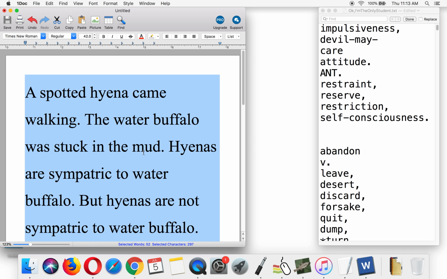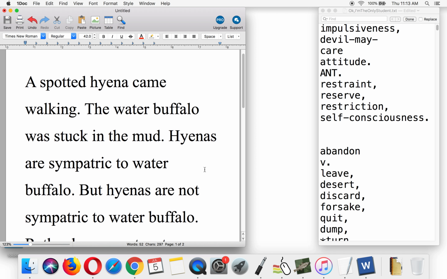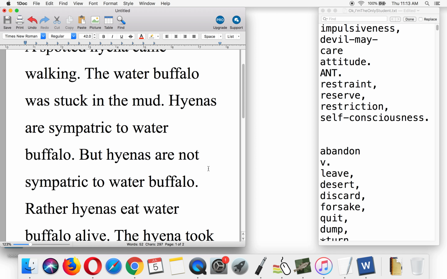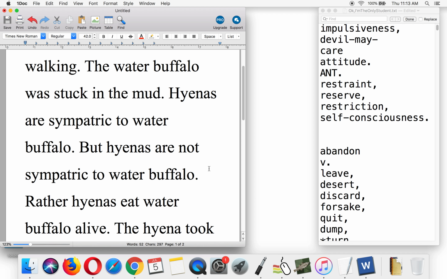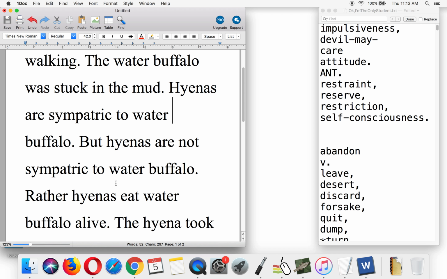A spotted hyena came walking. The water buffalo was stuck in the mud. Hyenas are sympatric to water buffalo, but hyenas are not sympatric to water buffalo. Rather, hyenas eat water buffalo alive. The hyena took advantage of the buffalo's misfortune and ate him alive while he was stuck in the mud.